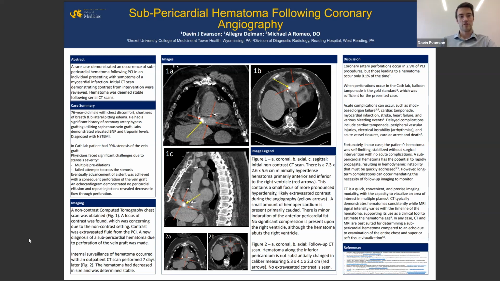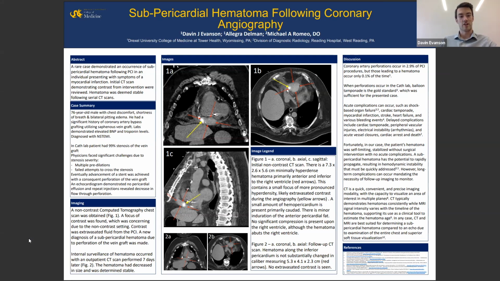In the cath lab, an echocardiogram demonstrated no pericardial effusion, and repeat injections revealed decrease in flow through the perforation. So the patient was removed from the cath lab and then monitored via imaging.